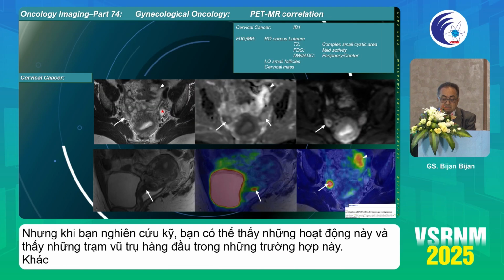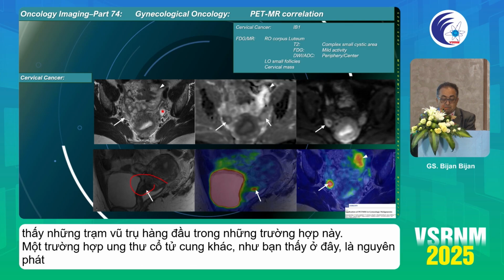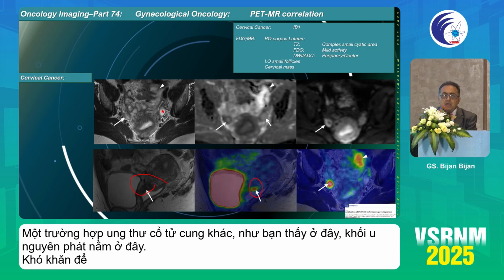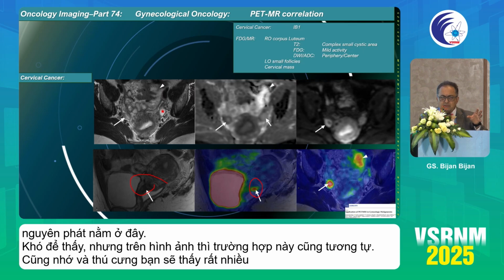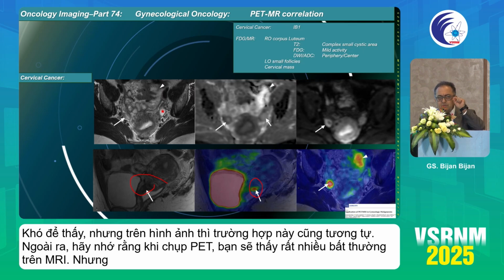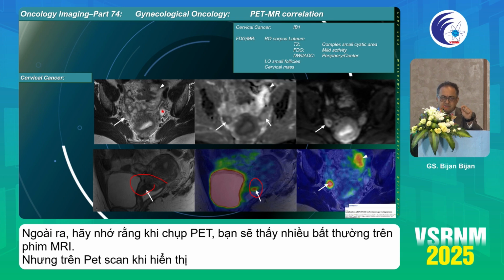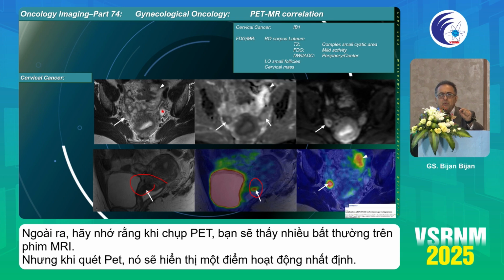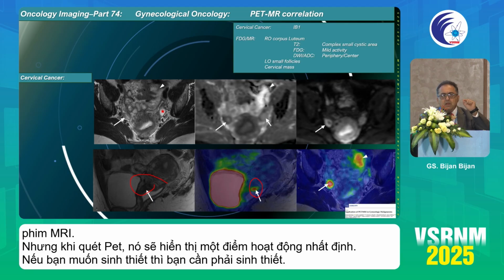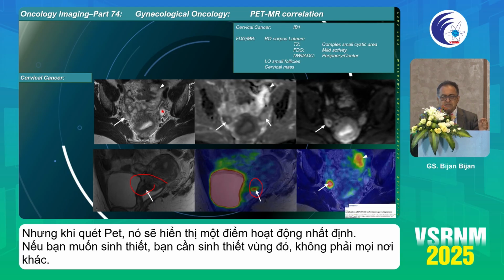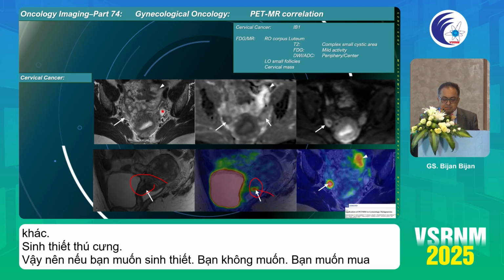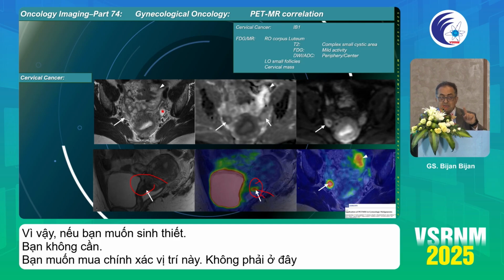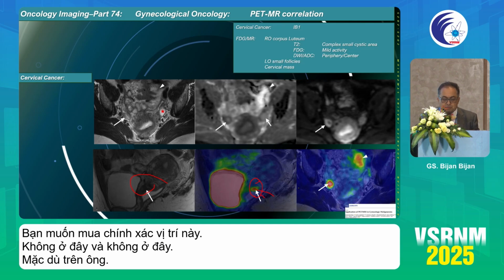Another case of cervical cancer. As you see here, the primary tumor is located here. It is difficult to see, but on the PET images, you can clearly see it. Also remember, on the MRI you may see a lot of abnormality. But on the PET scan, when it shows a certain point of activity, if you want to biopsy, you need to biopsy that area, not everywhere else. We call it PET-guided biopsy, basically. So if you want to biopsy, you want to biopsy exactly this location, not here, not here, although on the MR, usually a wider area shows abnormality.